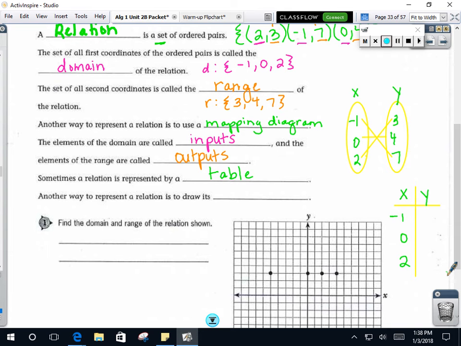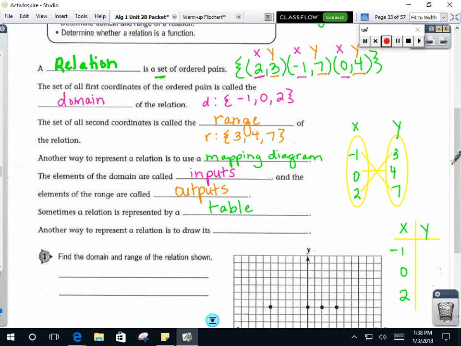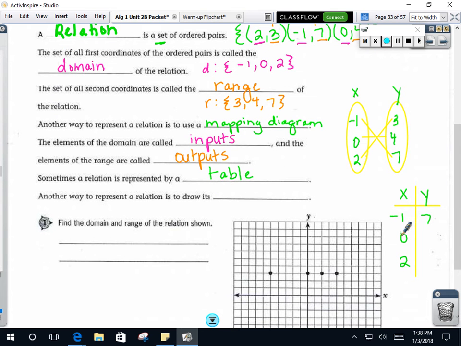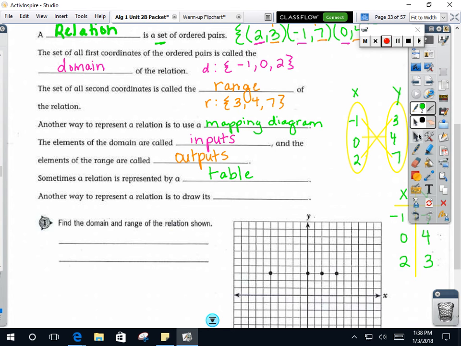But for the y values, you can't list them from least to greatest. You have to list them according to who they correspond to. Like -1 has a y value of 7, 0 has a y value of 4, and 2 has a y value of 3. So that's just another way to represent a relation. And then another way to represent a relation is to draw its graph, which just means you would take these 3 points and plot them on the coordinate plane.